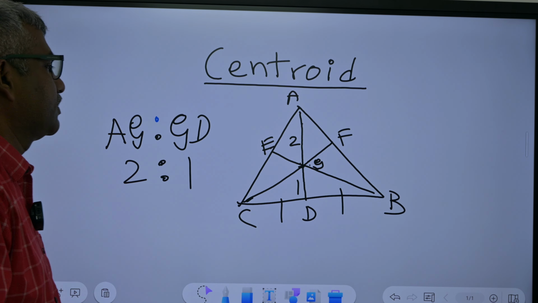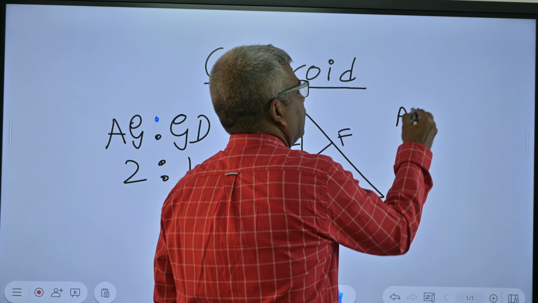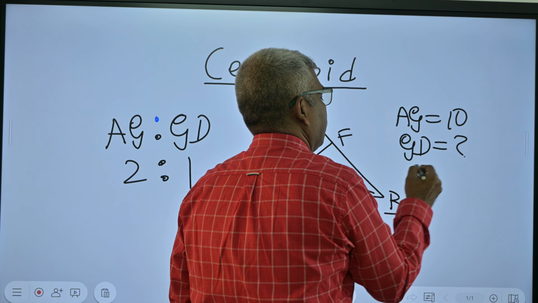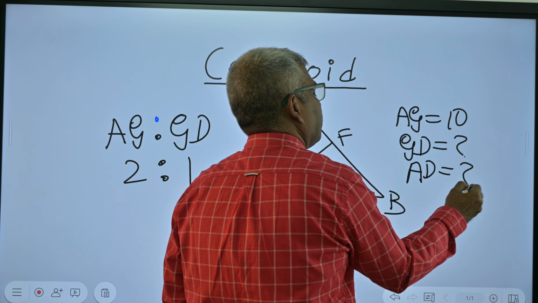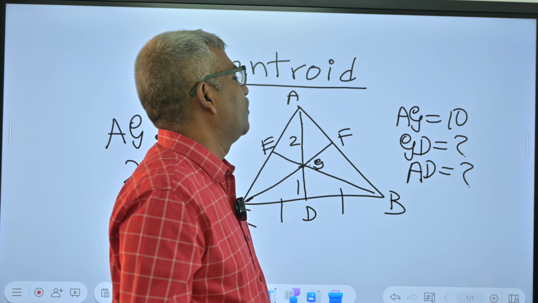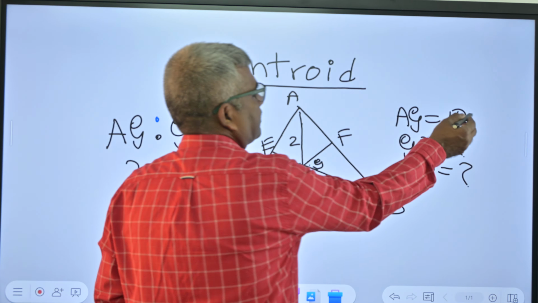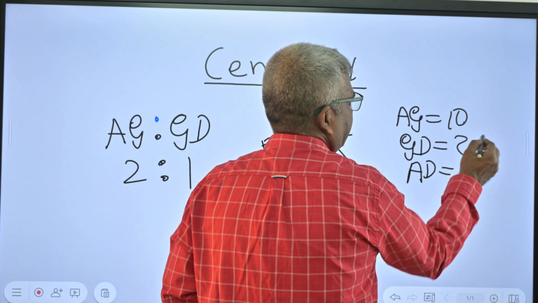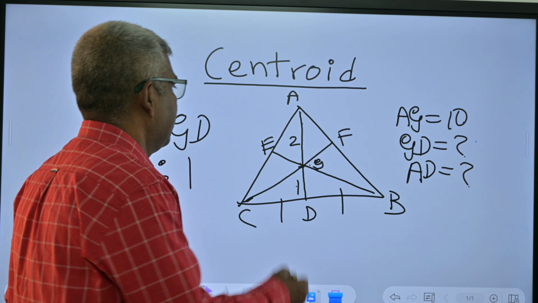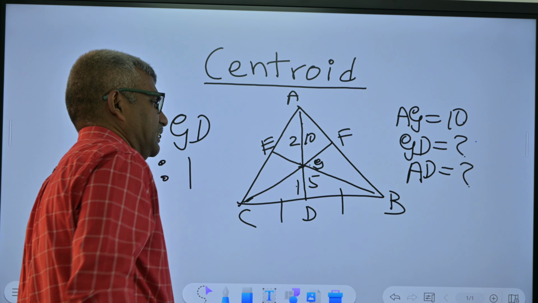Suppose AG is equal to 10. What is GD and what is AD? This kind of question is common in grade 8 and 9 classes. 2 parts is 10 means 1 part is 5. GD is 5. AD is 10 plus 5, 15. You understand? This is 10 means this is 5.